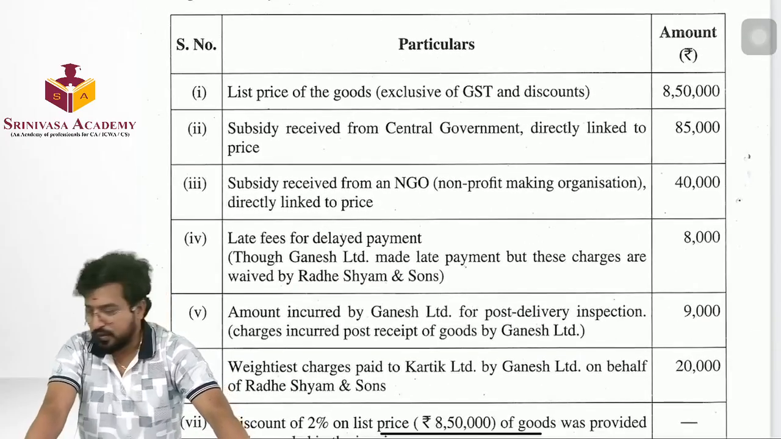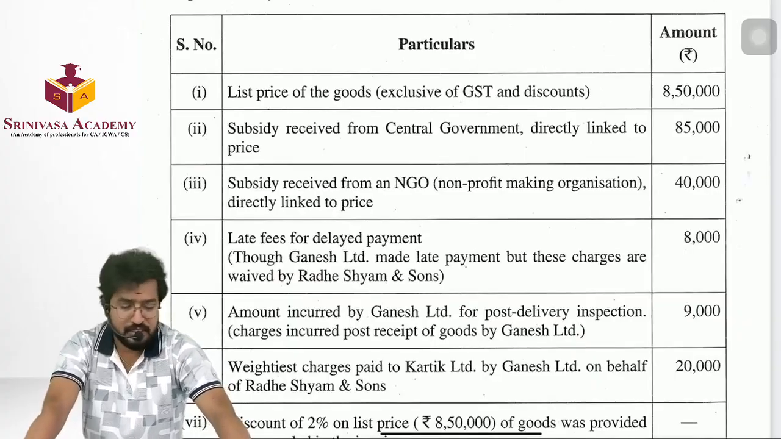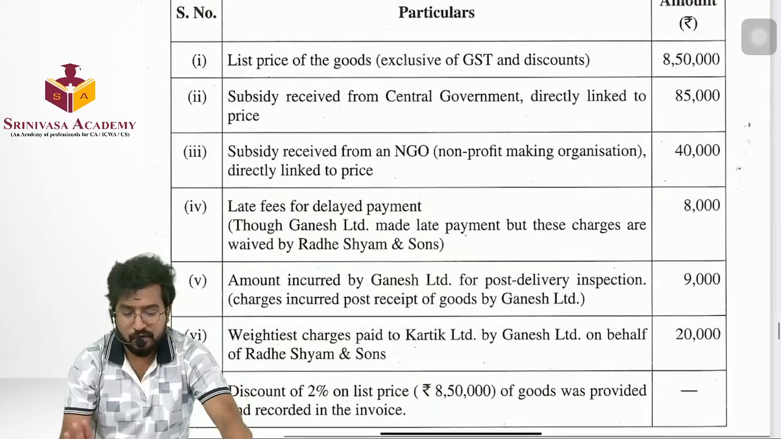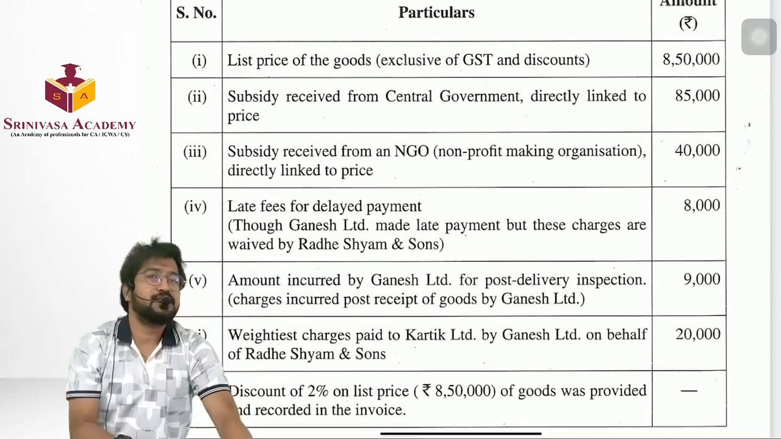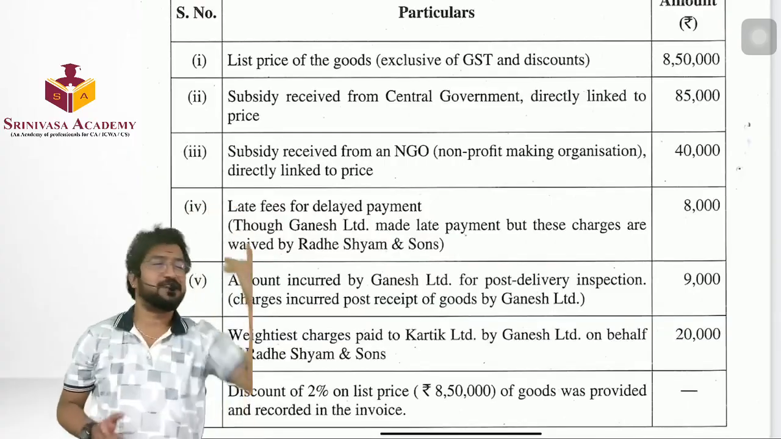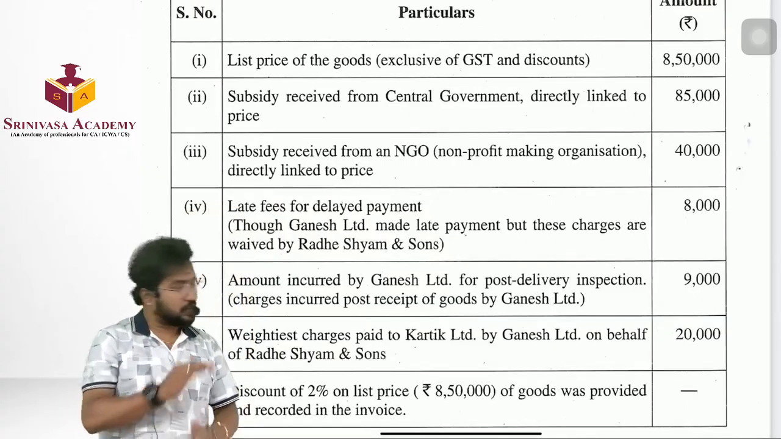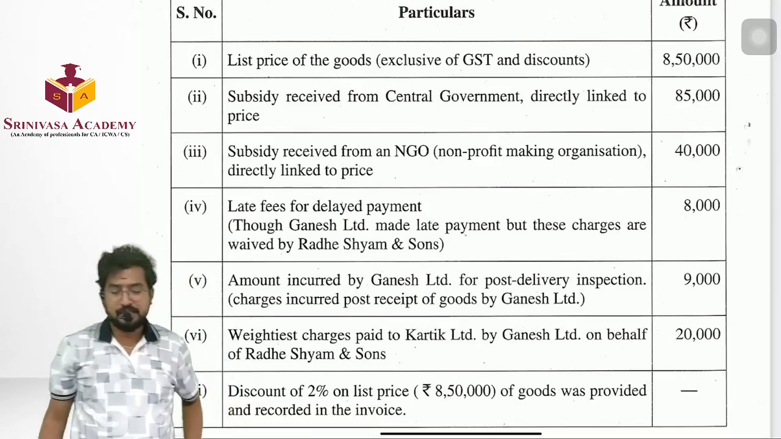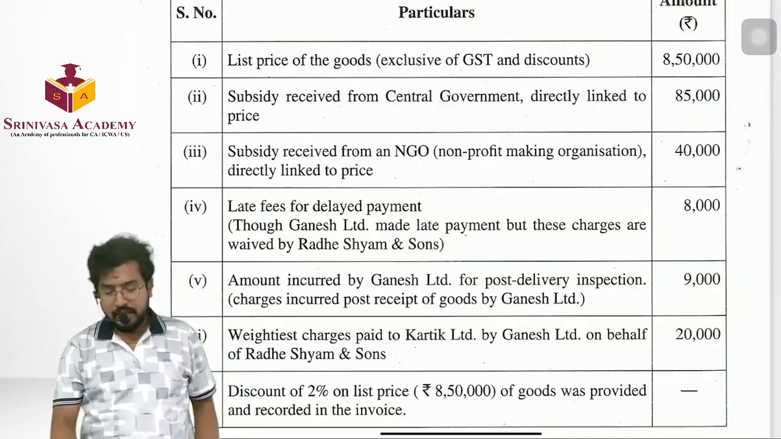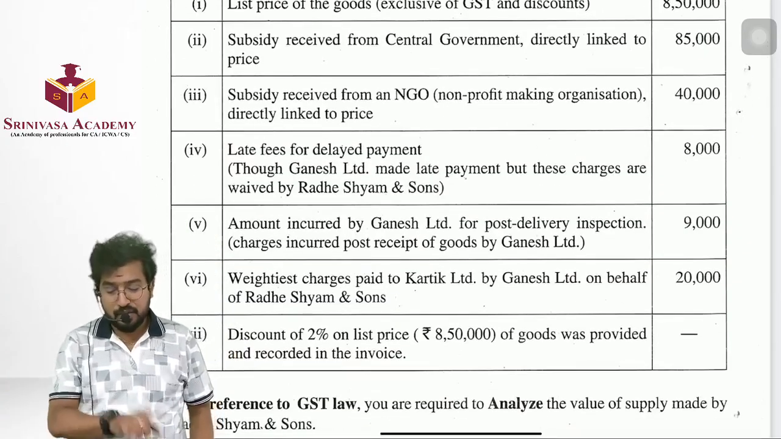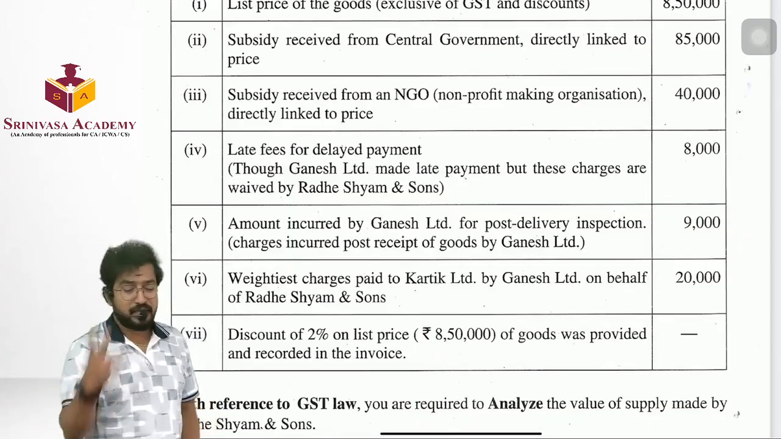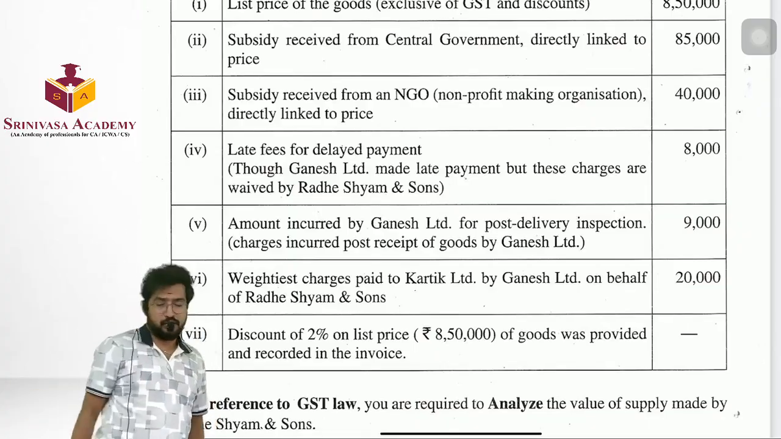List price of the goods exclusive of GST and discounts, 8,50,000. Subsidy received from central government directly linked to price. This is a motivating line for you in the exam. Directly linked to price, add? No, it is from central government, ignore. Subsidy received from an NGO directly linked to price, yes, add. Late fees for delayed payment. Though Ganesh Limited made late payment, these charges are waived by Radhesham, ignore. Very good.